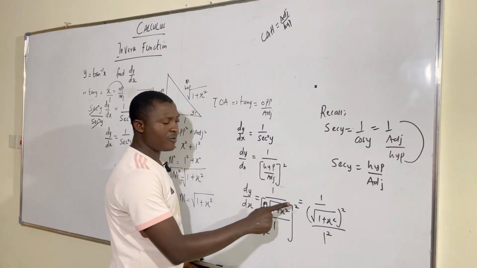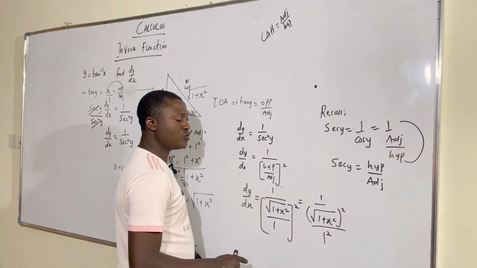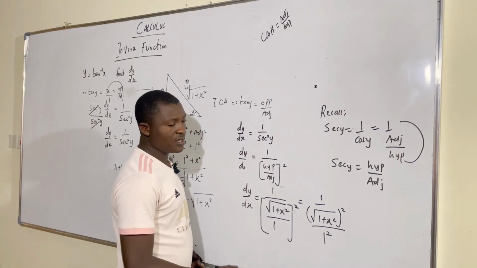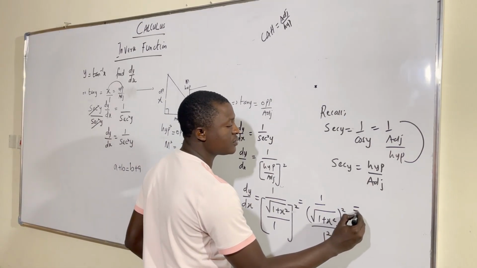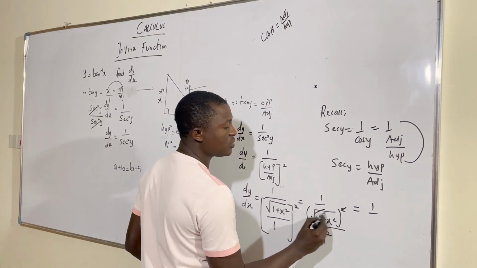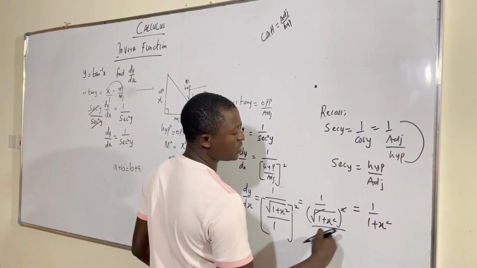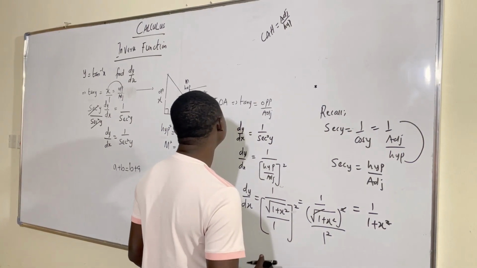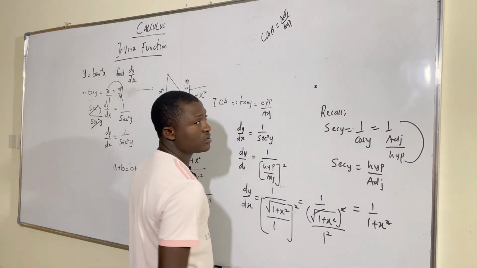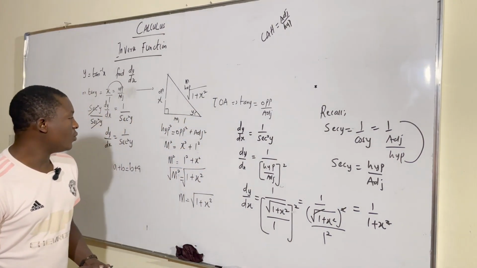The reason why I want to split this one into 2 is because this one can be anything, so we're going to affect the 2 of them. So this is nothing but 1 over, the square cancels the square root here. We have 1 plus x squared. Of course, 1 squared is 1. So the differential of tan inverse of x, the result is always 1 over 1 plus x squared.